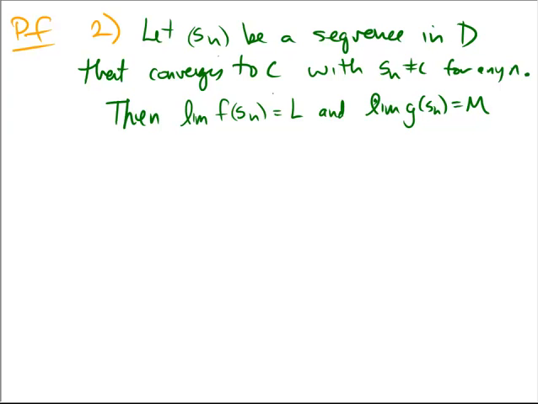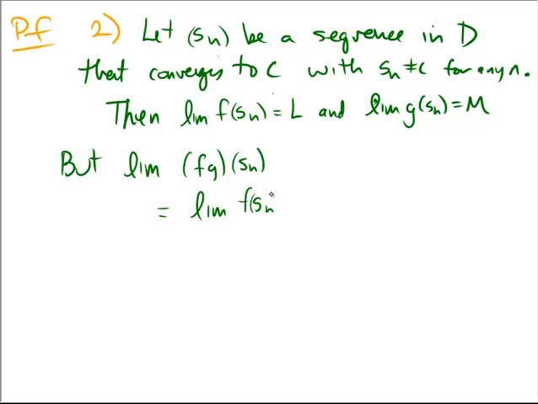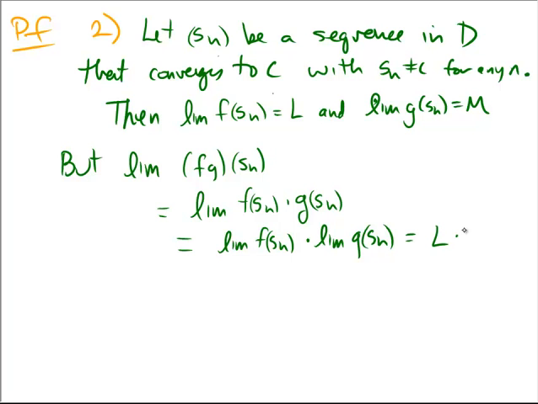But what then is going to be the limit, as we go towards infinity, because we're in sequences now, of the product function on the Sn's? Well, by definition of product of functions, this would be the limit of f(Sn) multiplied by g(Sn). But then by all the work that we did in chapter 4 over the past practically month of the class, I can now say that this is just the limit of f(Sn) multiplied by the limit of g(Sn), because we did all of that work in the last unit to say that sequences worked well with products. But that's just L multiplied by M. So that's exactly what I needed. We have the limit of (fg)(Sn) is equal to LM.